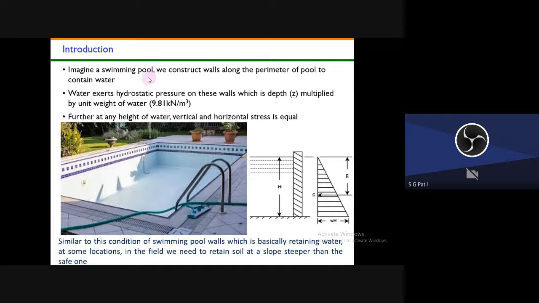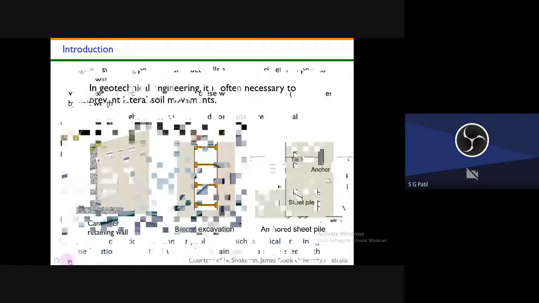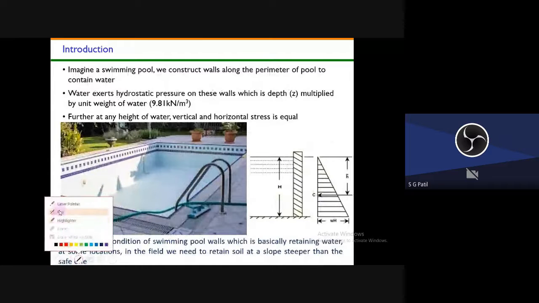Imagine some swimming pool. We construct a wall along the perimeter of the pool to contain the water. Okay, so just to give some analogy between the retaining wall and this pool. See, why we need to construct these walls? We have to retain the water in this pool, right? So to retain this pool, we are building these walls.